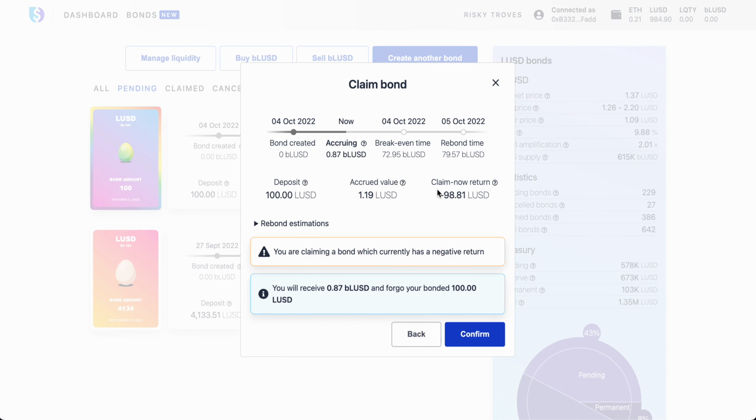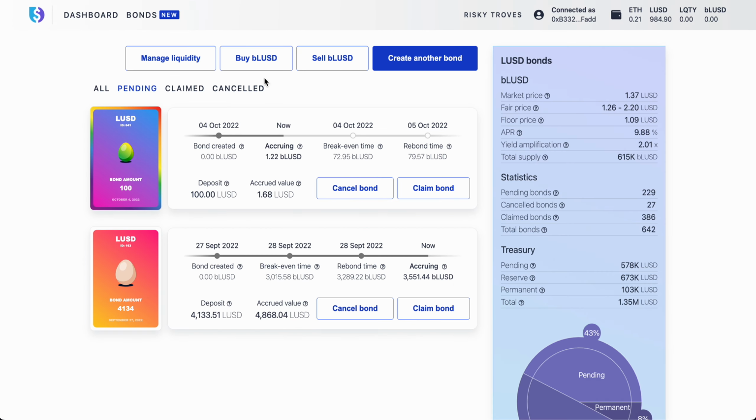Claiming means, on the other hand, that you will claim this 0.87 BLUSD at this moment and forego 100 LUSD. So this is not good at this stage, and that's also why I have an indication here. You would be getting a negative return. So basically 98% loss, which is not cool. So we won't do that until break-even time or rebound time, depending on your strategy. So that's what you can do with the buttons: canceling, claiming.